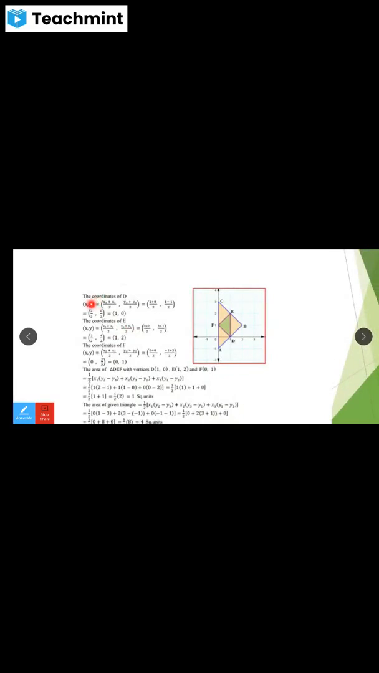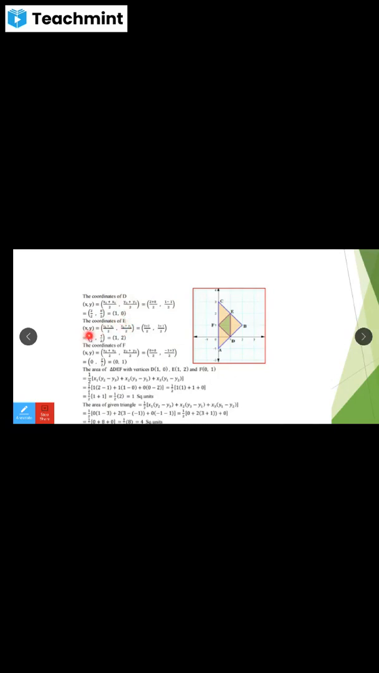See here, the coordinates of D is given by (x, y) = ((x2 + x1)/2, (y2 + y1)/2). This is the midpoint formula. So what is x2 here? They have given 2, and x1 is 0, so (2 + 0)/2, and (1 minus 1)/2, 1 minus 1 is 0, 0 by 2 is 0. Next, 2 by 2 is 1. So the coordinates of D is (1, 0).